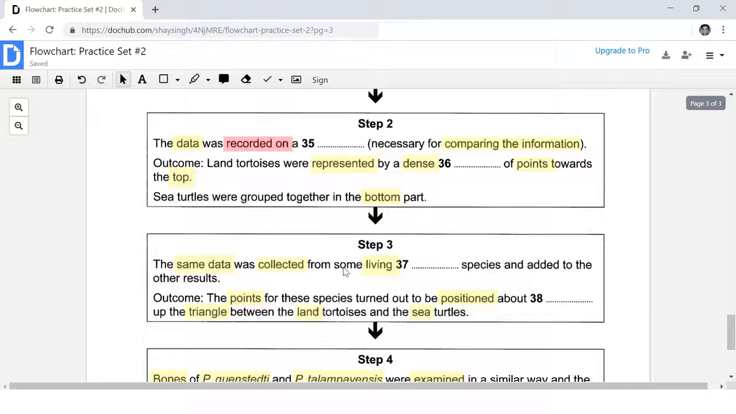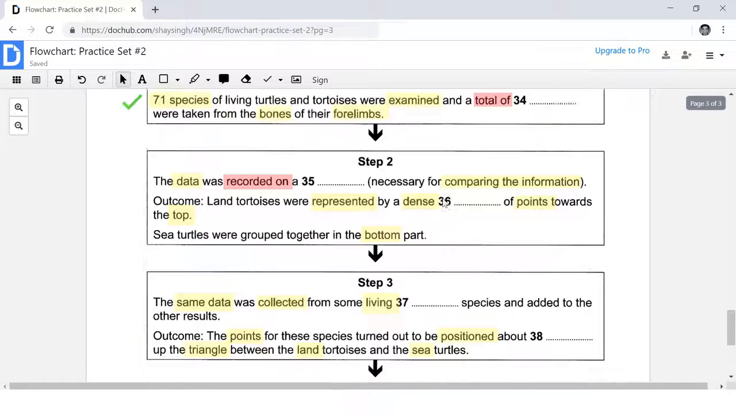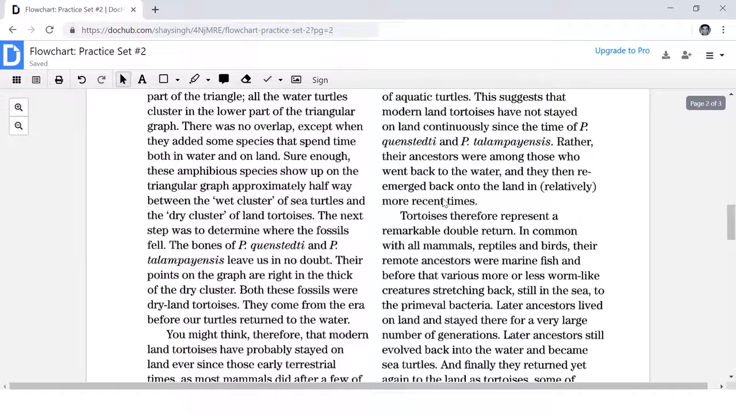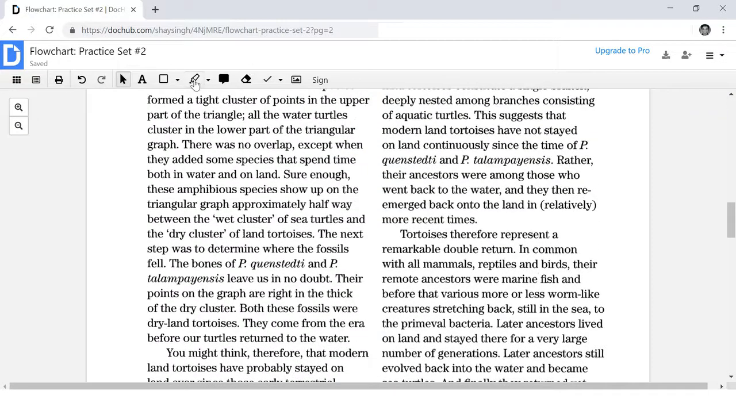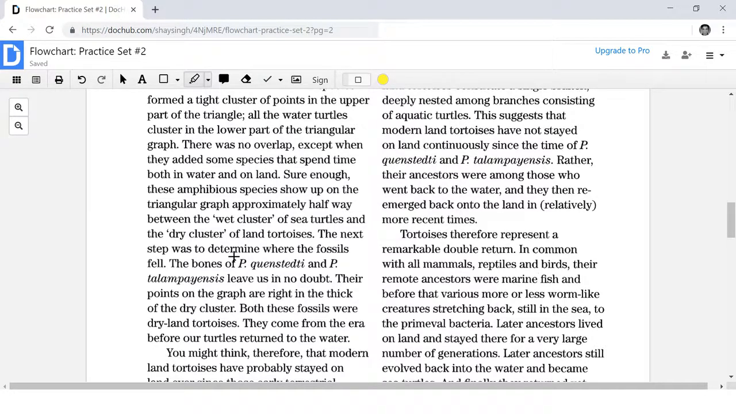So let's look for these keywords. P. quensteady, I think that's how it's said, I'm not sure. And then P. telempiensis. Okay, weird words. So look at that. I see them right away over here, appear to be here at the bottom of the article. So it appears here, and then appears again over here.